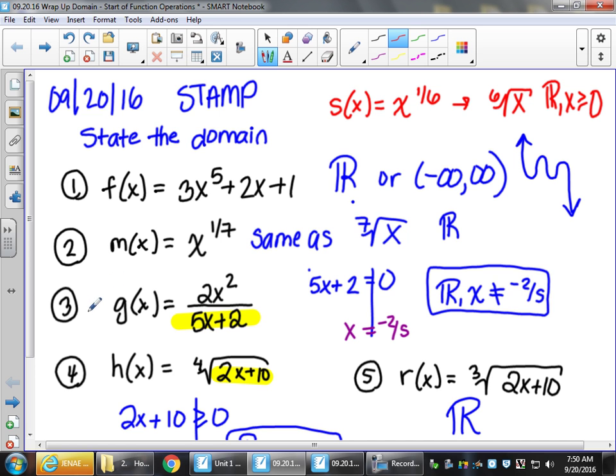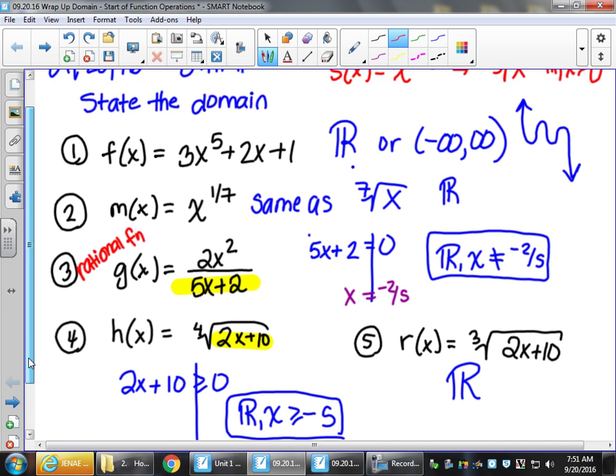We then came down here to number 3. We have a rational function, meaning I have x in the denominator. So our process is to pay attention to just what's in the denominator, set it equal to 0. Everybody solved and got x equals negative 2/5. That means that this is the value that needs to be excluded or removed from my domain. So my answer is all real numbers x not equal to that value. Again, because if we plugged this value in here, it would cause 0 to be in the denominator, and that's not okay. We can't divide by 0.